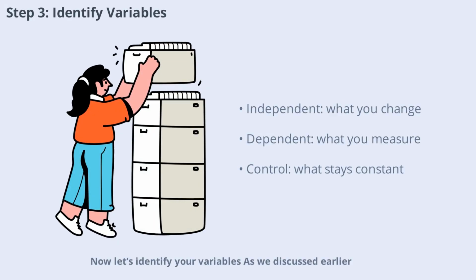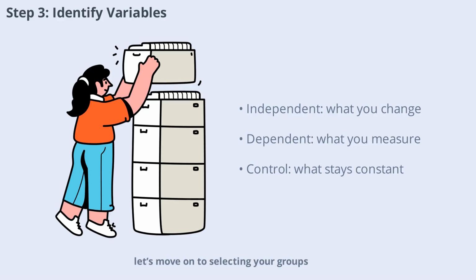As we discussed earlier, you'll need to determine your independent variable, what you change, dependent variable, what you measure, and any controlled variables, factors you keep constant. For the tomato plant example, the independent variable is sunlight exposure, the dependent variable is plant height, and controlled variables might include soil type and water amount. Clearly outlining these helps you design a fair and focused experiment.